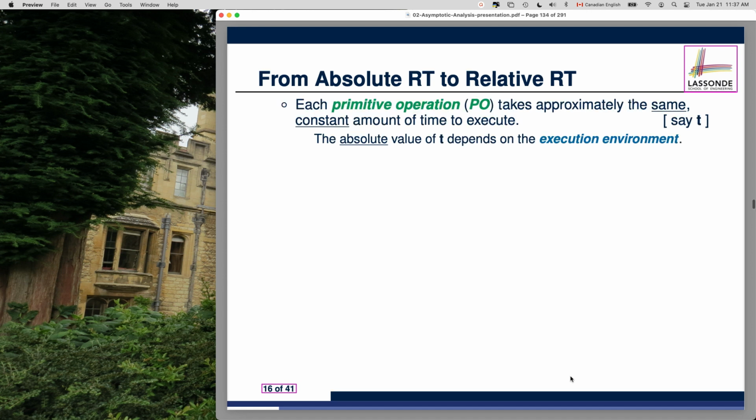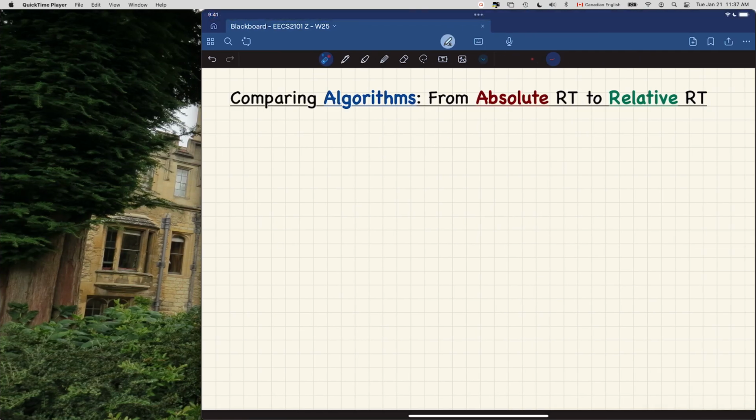Let's start with some bullet points here, okay? So each primitive operation, by definition, will take some constant amount of time to execute depending on the platform. Well, I'll give you some concrete example. And let's say we have some variable t over here. Okay, I'll start building something from scratch to go with you. It's a very important transition for us to make.